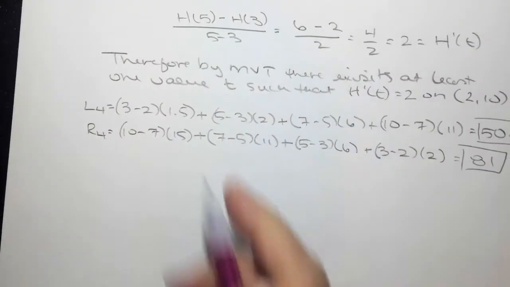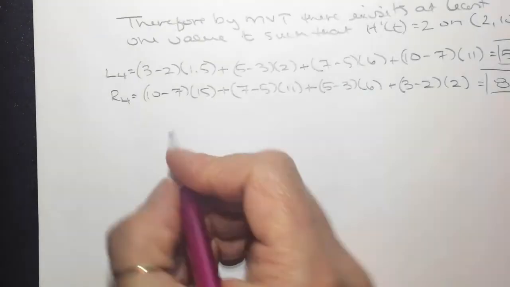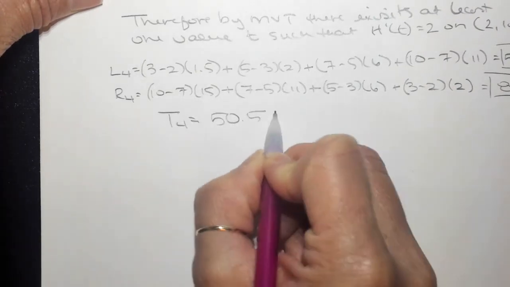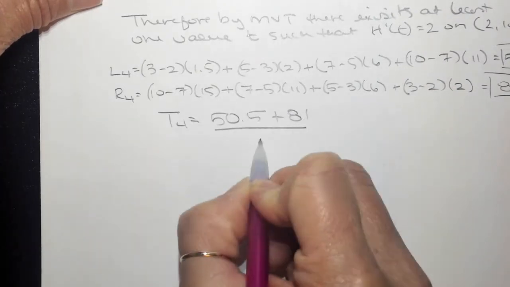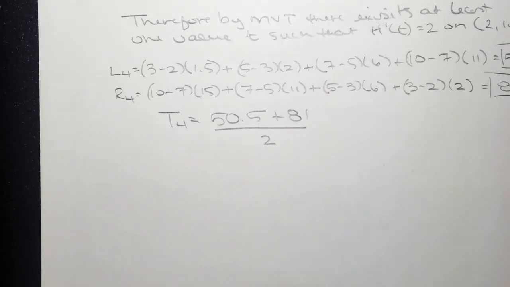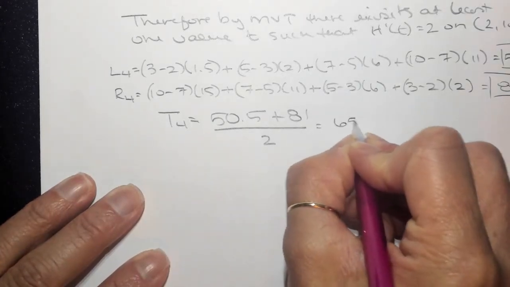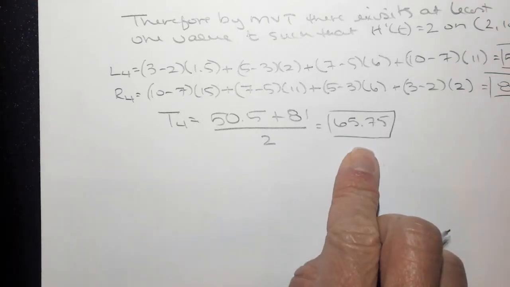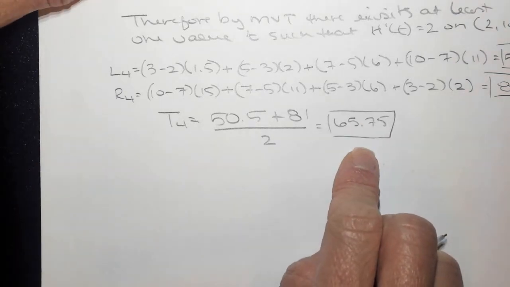Okay, so now to find my trapezoidal with subinterval 4, so T sub 4 is equal to 50.5 plus 81 divided by 2. So 50.5 plus 81 divided by 2. I got 65.75. Okay, so this is my trapezoidal, but the question says to approximate the average height.